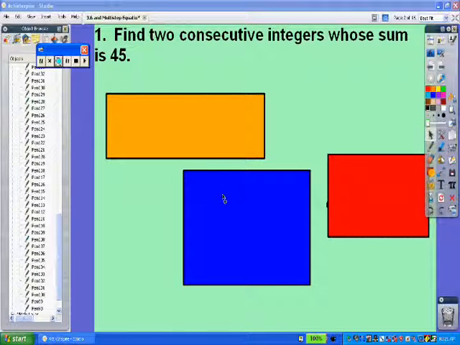Alright, our first review problem. Find 2 consecutive integers whose sum is 45. Go ahead and pause the video, and when you come back, I will reveal the answer. Good luck!